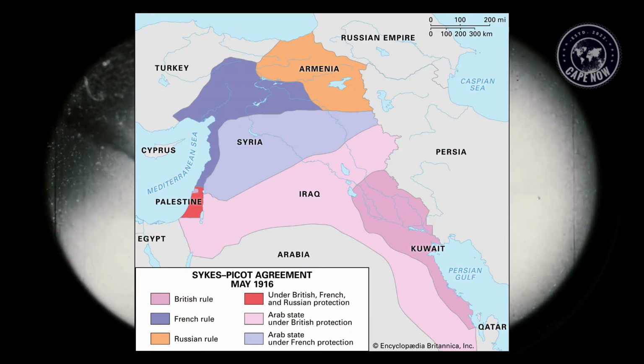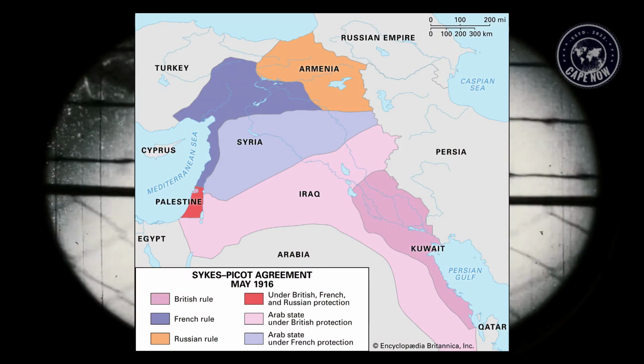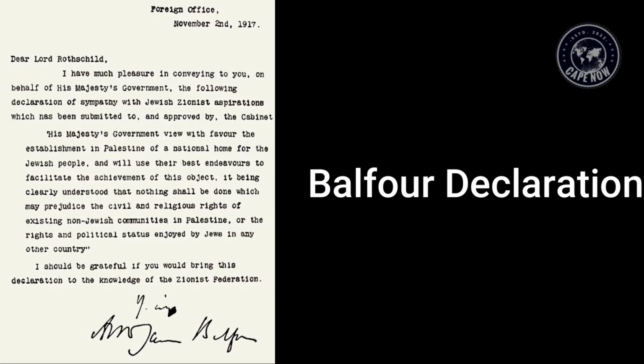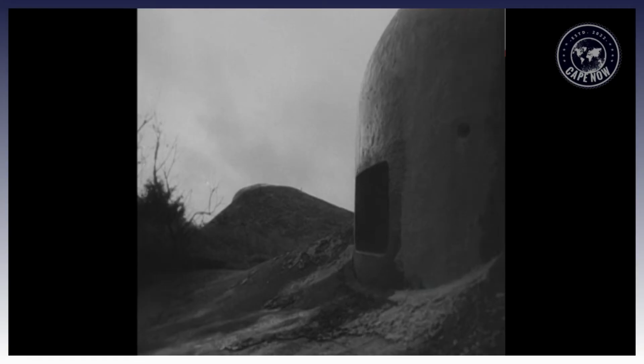After World War I, the Ottoman Empire fell. The UK got control over Palestine through the Sykes-Picot Agreement. The Balfour Declaration was issued by the British with the aim of establishing a home for the Jews in Palestine. However, during that period, the Arabs were in the majority in Palestine.